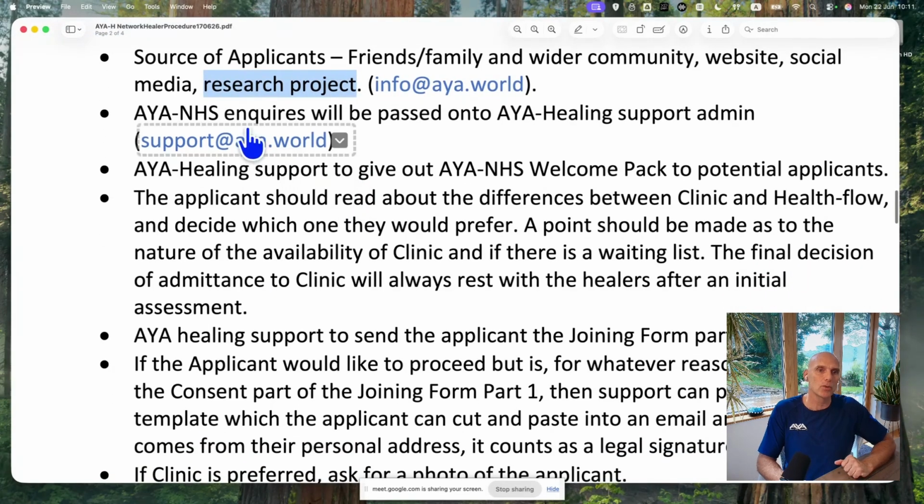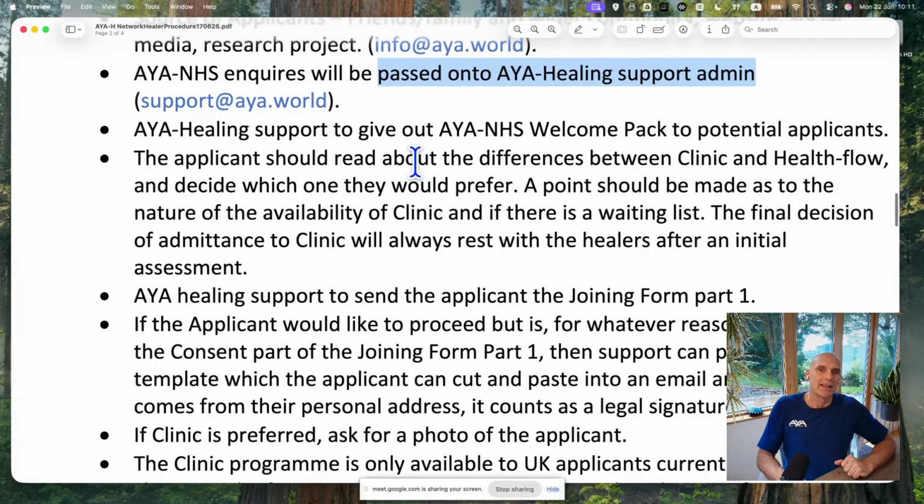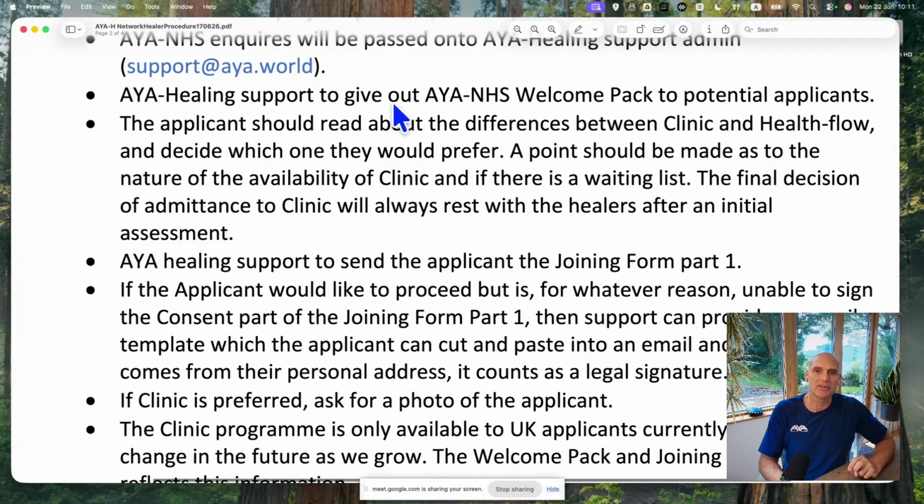Now, all inquiries are passed on to the AIA Healing Support Admin, and they will deal with most inquiries, let's say. If it's coming through one of the healing partners, then that's a different thing. If it's friends and family, it's slightly different. But on a large scale, as inquiries come through the website and social media, it will be funneled through the AIA Healing Support Admin, to give out the welcome pack. That's the first thing that we need to be aware of, that there is a welcome pack.